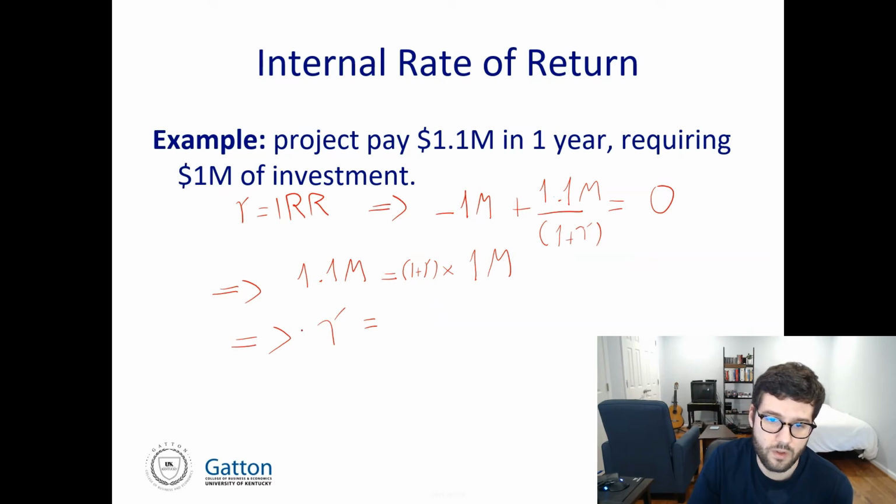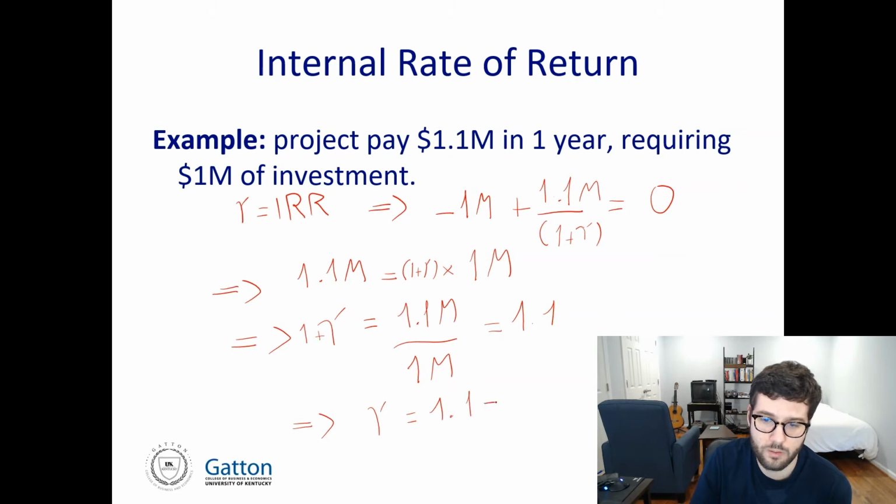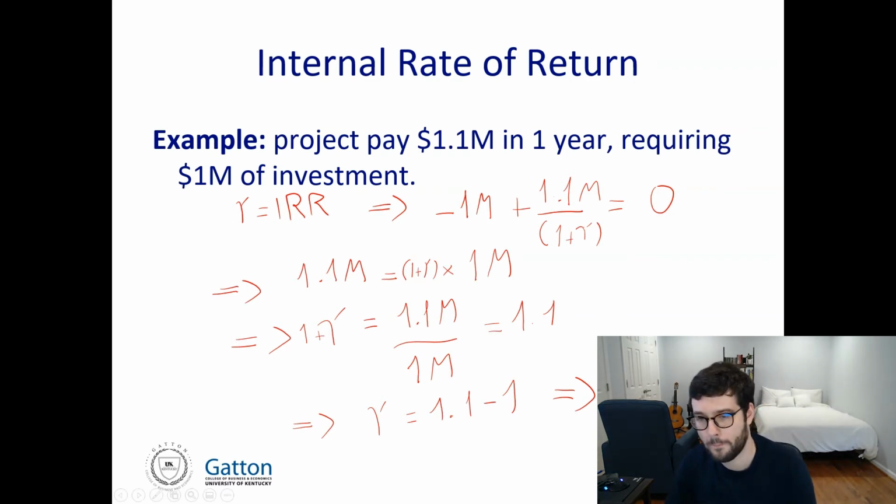Okay, so this is going to imply that 1 plus R is equal to 1.1 million divided by 1 million, which is equal to 1.1. And this implies that R is equal to 1.1 minus 1, which implies that R is equal to 10%. Okay?